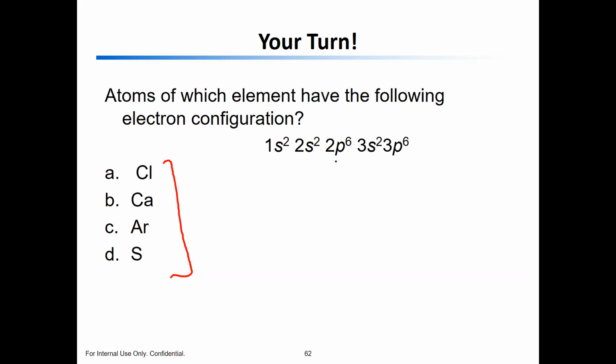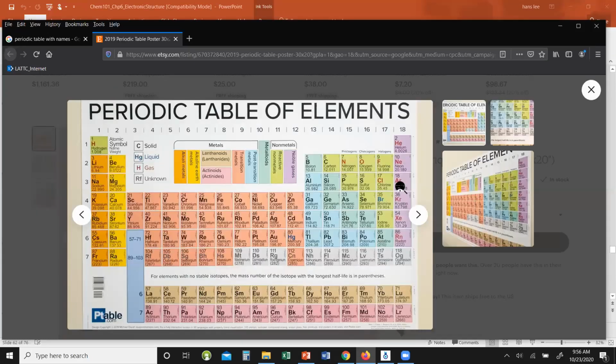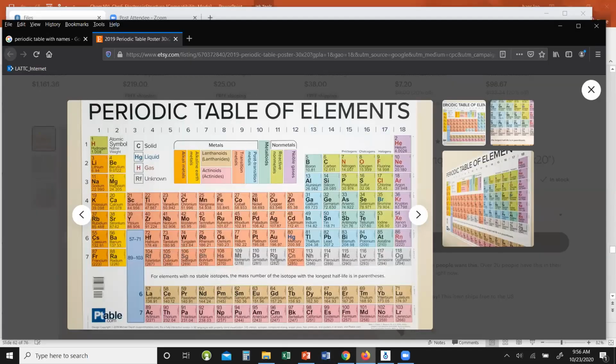So 1s2, 2s2, 2p6, 3s2, 3p6. Let's look at this. There's a couple ways to look at it. One way is to count the number of electrons. 2, 4, that's 6, that's 10, 18. Which one on my periodic table here is 18? 18 is argon, right here. See argon?